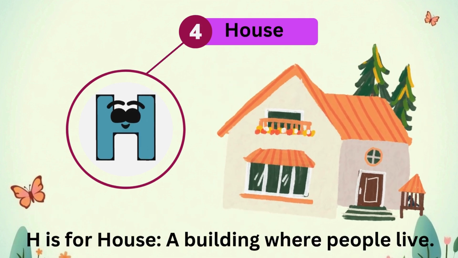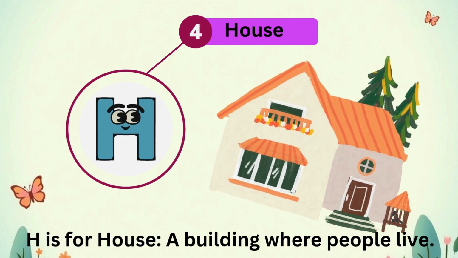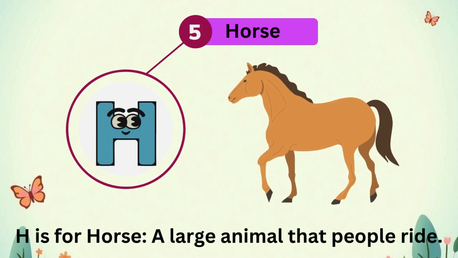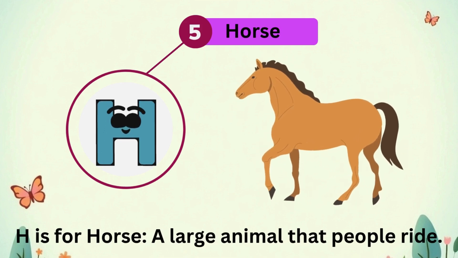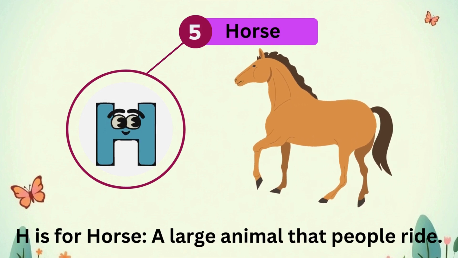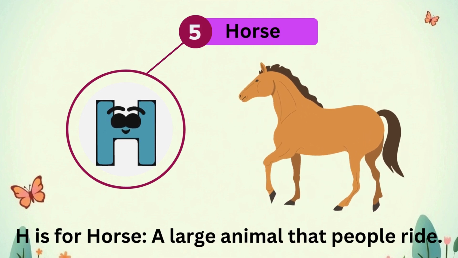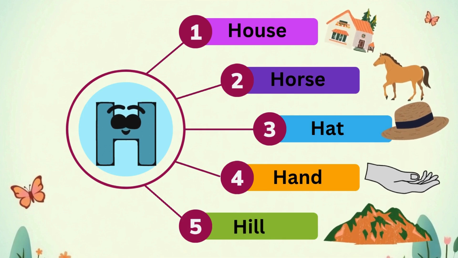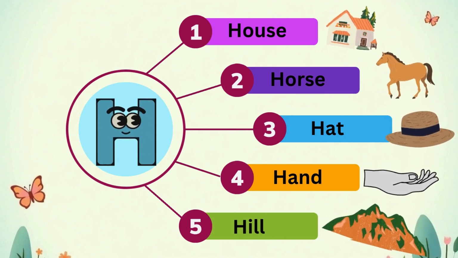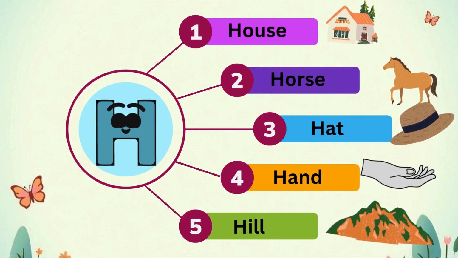H is for house, a building where people live. H is for horse, a large animal that people ride. H is for house, horse, hat, hand, and hill.